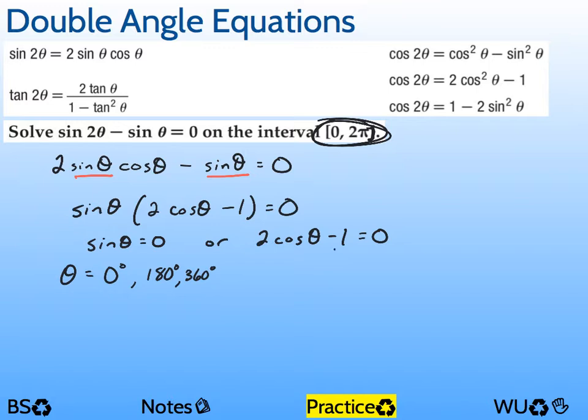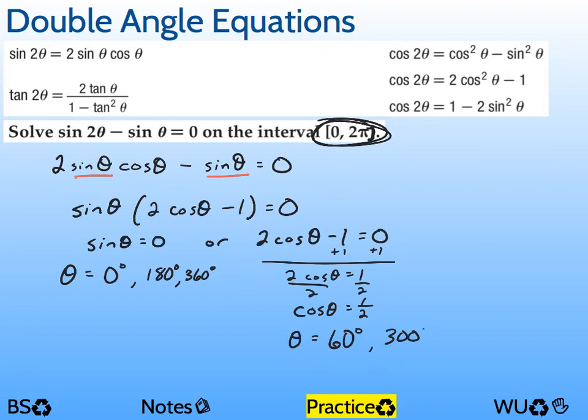Now, cosine, we have to do a little bit of work. Let's add 1 to both sides. Then we get 2 cosine theta equals 1. Divide both sides by 2. And we're looking at places where cosine of theta equals 1/2. Well, there's 2 of those. The first one is at 60 degrees. And since it's a positive 1/2, the other place it could be is 300 degrees because cosine is positive in quadrant 4. So, these are the answers that would satisfy this equation.